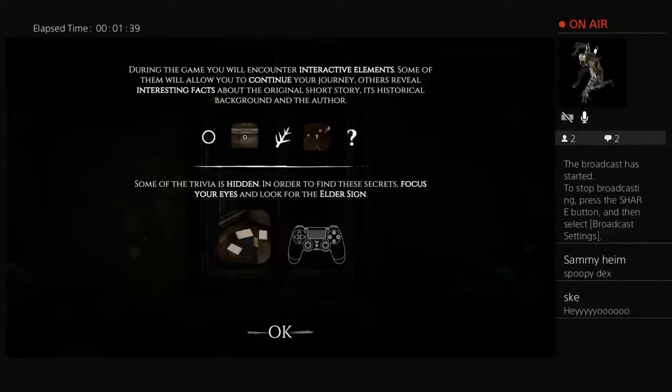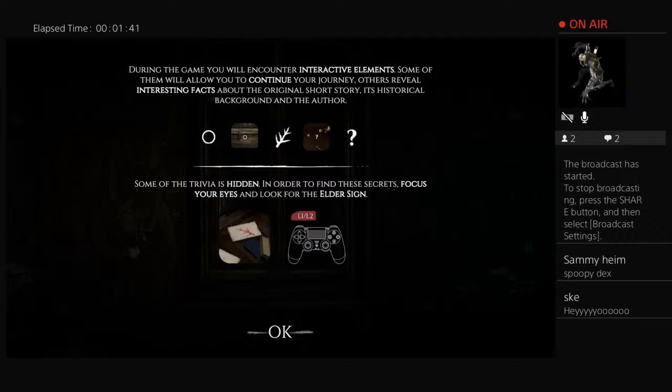During the game, you will encounter interactive elements. Some of them will allow you to continue the story. Others reveal interesting facts about the original short story, its historical background, and the author. Some of the trivia is hidden in order to find the secret.